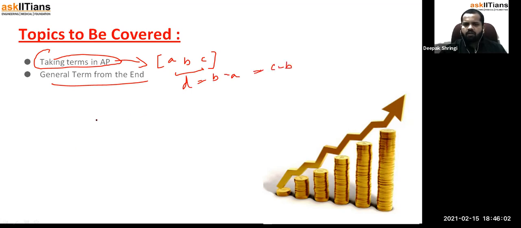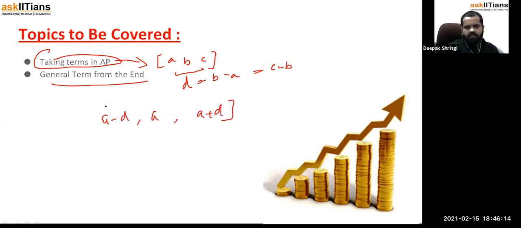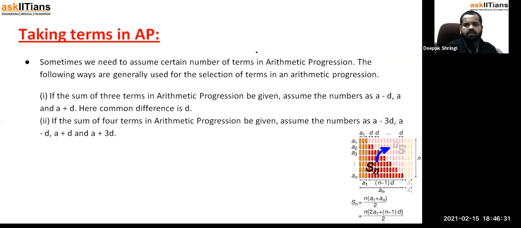Generally, if a question asks to take three terms, we take the terms A minus D, A, and A plus D. Why? Because it is easy to take three terms like this, as their common difference will be D. D will be your common difference. We'll move on and do questions in a minute.